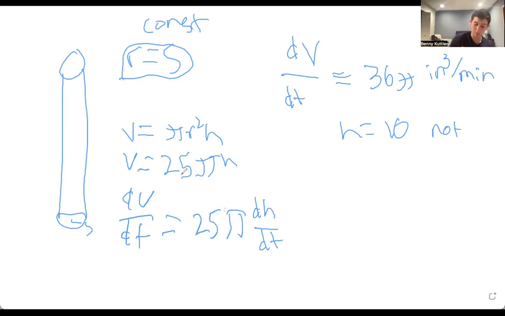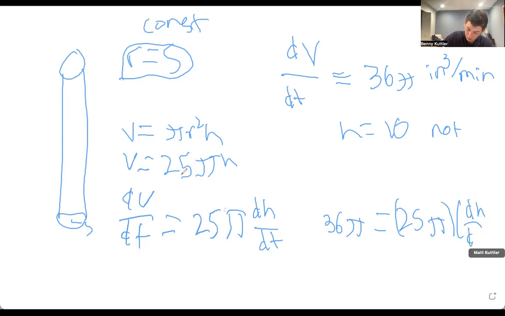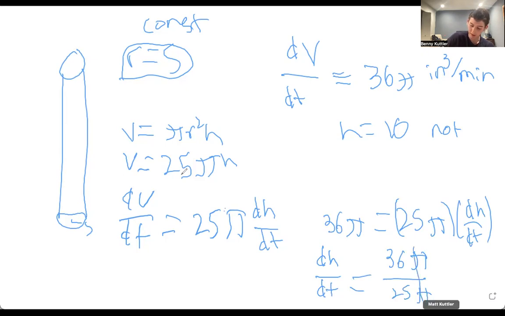So now we can plug in our known variables. So we have dV/dt is 36 pi equals 25 pi times dh/dt, which is what we're looking for. Now we isolate dh/dt. So we have dh/dt equals 36 pi over 25 pi. The pi's cancel out. So we get 36 over 25. Now let's see if that matches up with our answer choices.